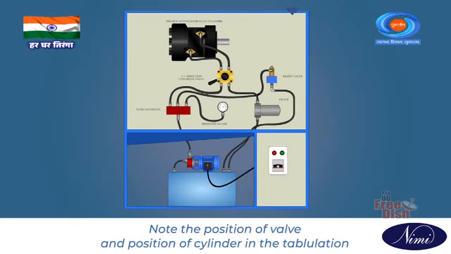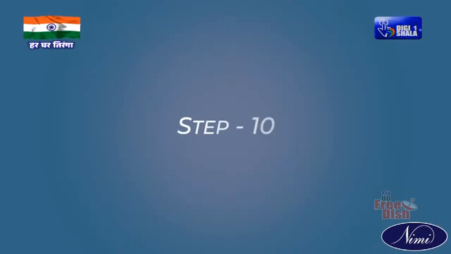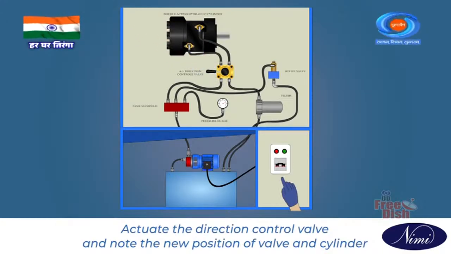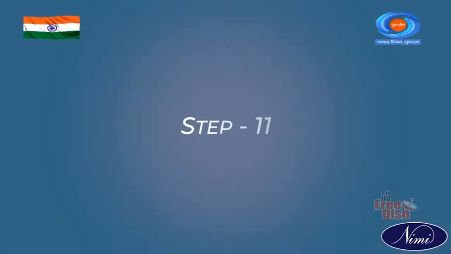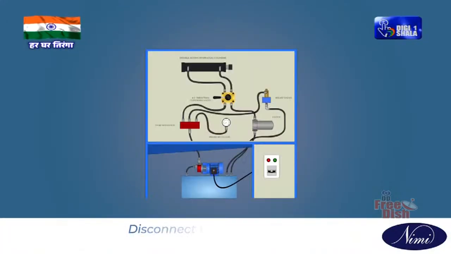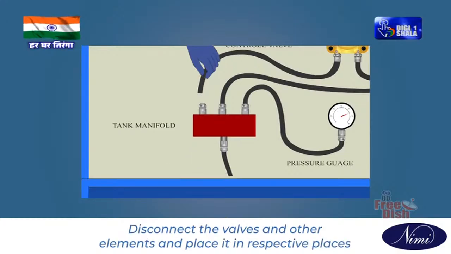Note the position of the valve and the position of the cylinder in the tabulation. Step 10. Actuate the direction control valve and note the new position of the valve and cylinder. Step 11. Put off the hydraulic pump. Step 12. Disconnect the valves and other elements and place them in their respective places.